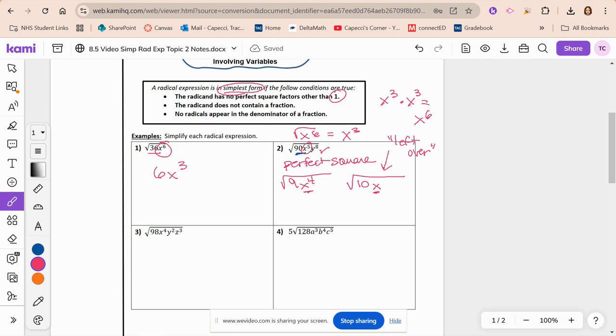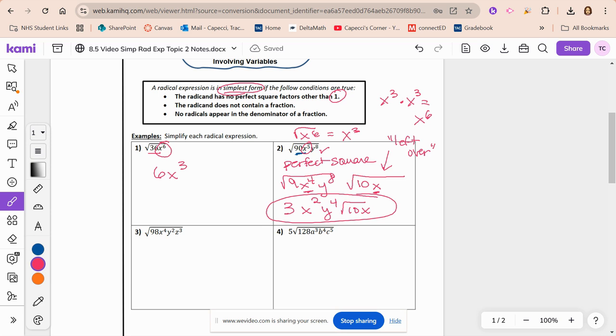Now my y exponent, that is even, so that's fine where it is. That is a perfect square. So now in the end, the square root of 9 is 3. The square root of x to the 4th is x to the 2nd. The square root of y to the 8th, again, I'm going to take half of that, gives me y to the 4th. And then I have the square root of 10x. So that is my final answer right there.